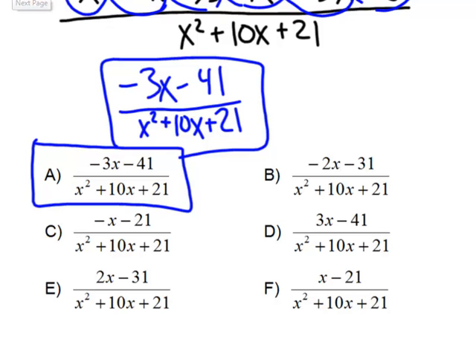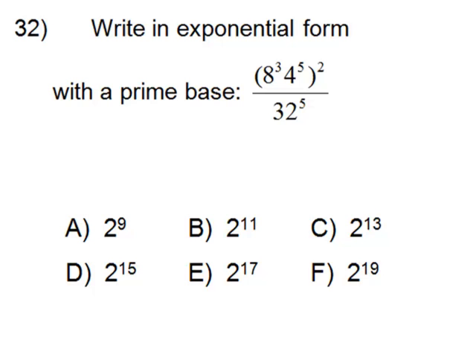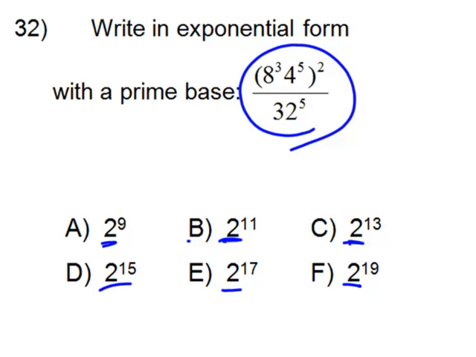All right, next question, 32. Write an exponential form with a prime base. If the wording throws you off, well, the answer choices, I hope, give you a fairly clear clue as to what we're going for here. We're looking to simplify this big, ugly expression down to something with just a prime base. And in this case, that prime base in all 6 of our answer choices is 2, right?